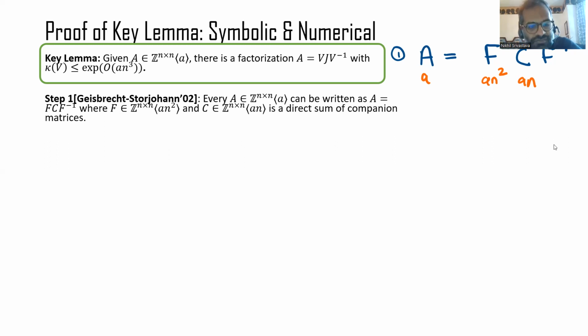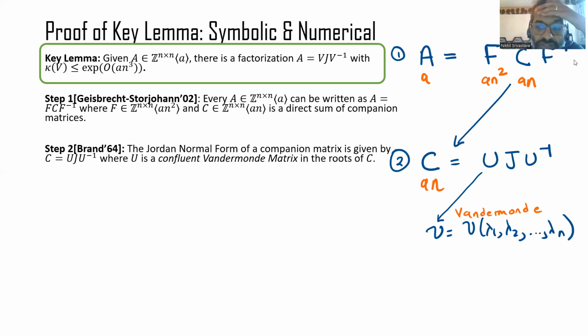Okay, the second step is to compute the Jordan normal form of the companion matrix. This is something for which explicit formulas are known. A companion matrix is a very structured type of matrix. There's a result of Brand from 1964, which says that for a companion matrix, the Jordan normal form is very explicit. In particular, the similarity is something called a confluent Vandermonde matrix in the roots of the companion matrix, namely in the eigenvalues of the matrix. I won't tell you exactly what a confluent Vandermonde matrix is. It's something like a Vandermonde matrix, where the entries are explicit, nice polynomials. So this gives me a very good structure for the Jordan normal form of the companion matrix.